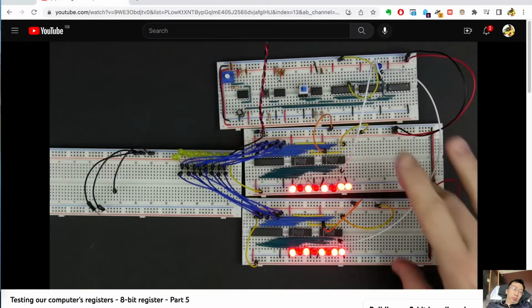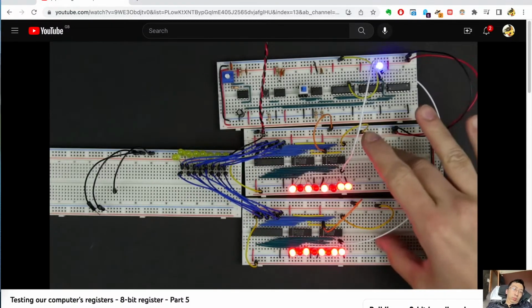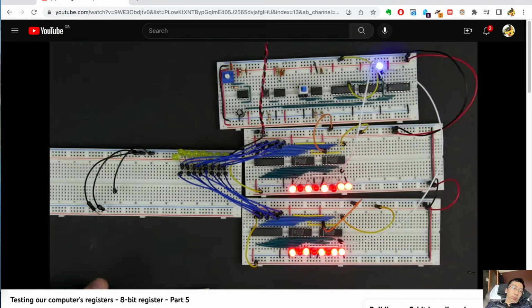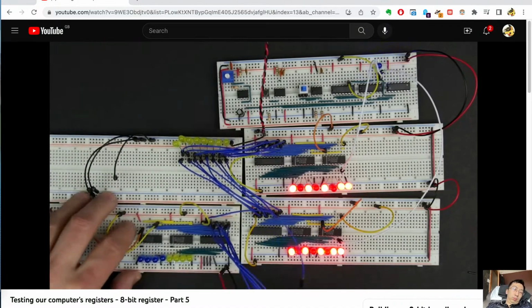So now in total for our computer, we're going to need to actually build three registers for the computer. So we've got the A register, the B register, which are just like this, and then we also need to build an instruction register, which is very similar. There's a couple differences with it.